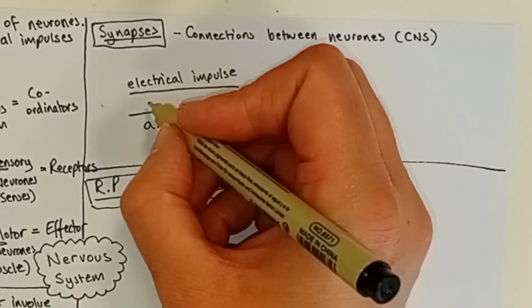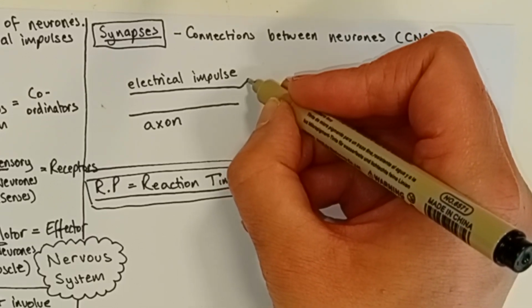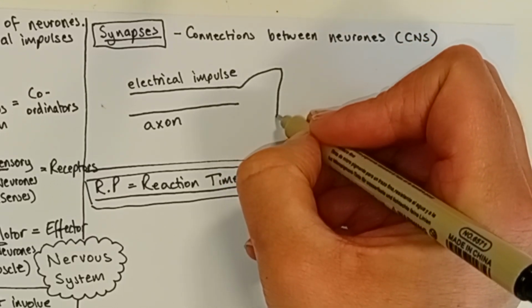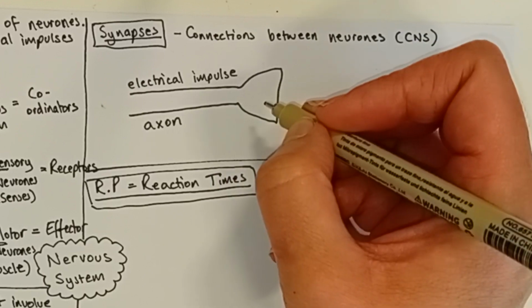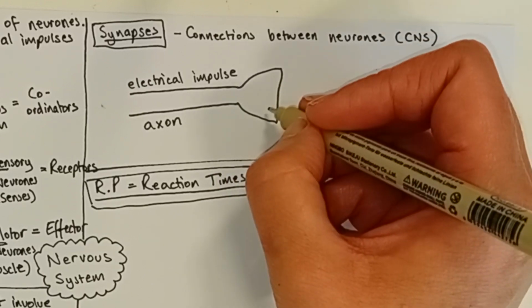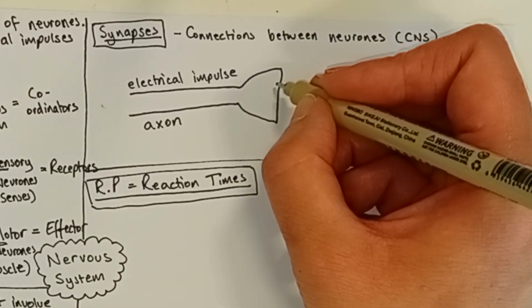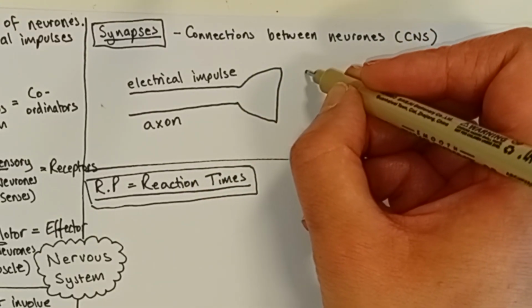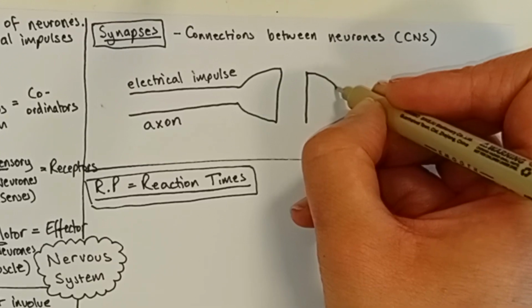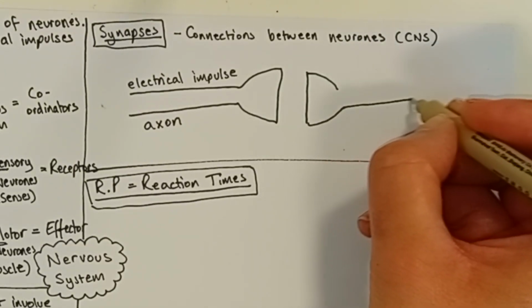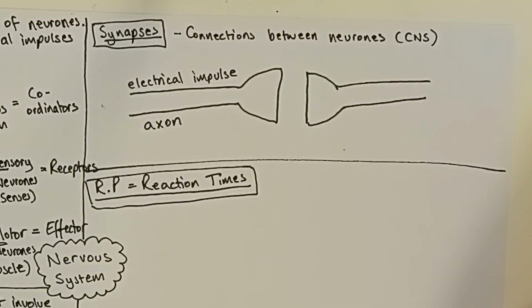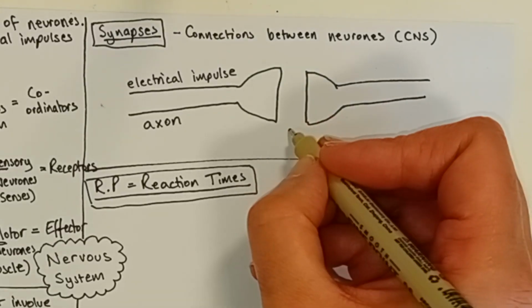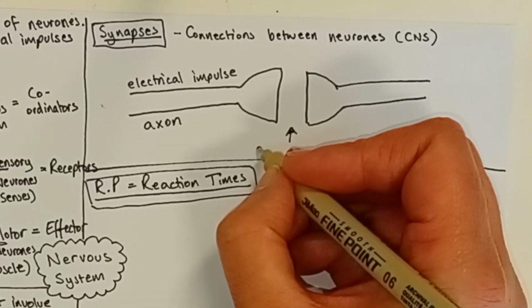So here we've got a nerve fibre or an axon, and at the end it's swollen up, and there's a gap between the end of this nerve and the start of the next one. So I'll draw the next one here. This gap is the synapse.